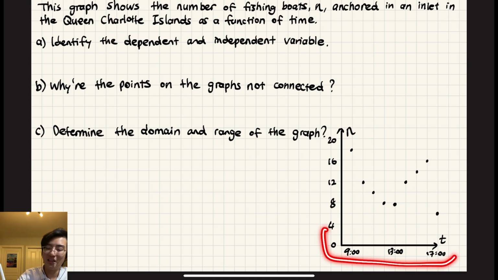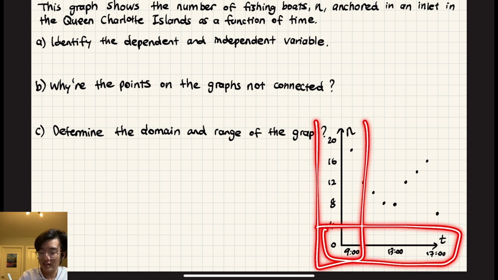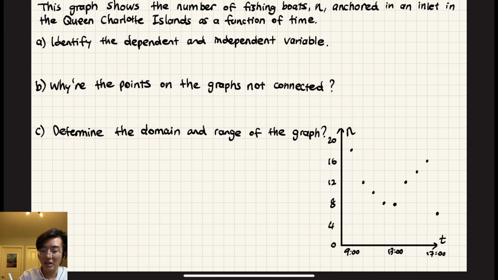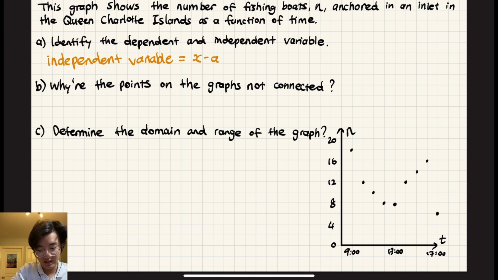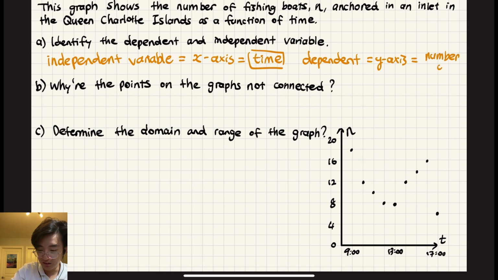So in our case, on the x-axis, we have the time, and on the y-axis, we have the number of boats. Which means that the independent variable is just the x-axis, so that is the time. And the dependent variable is just the y-axis, which is the number of boats.